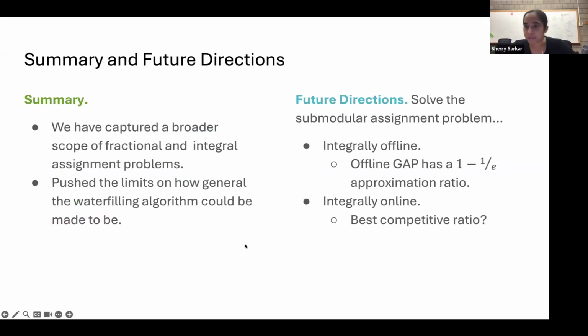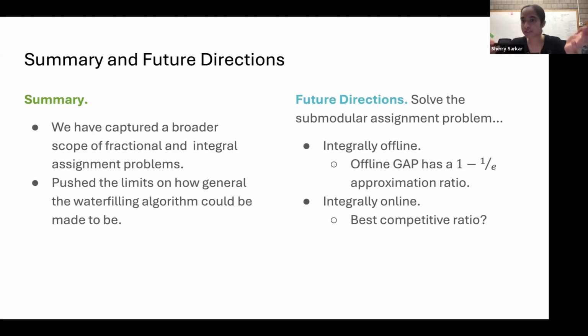Okay. And so this is my last slide, just a little bit of a summary of what it is we do. We've shown that water filling and water levels are not really matching phenomena or assignment phenomena. They're submodular phenomena. And with that, we have captured a broad scope of fractional and integral assignment problems. And we've pushed the limits on how general an algorithm like this could be.